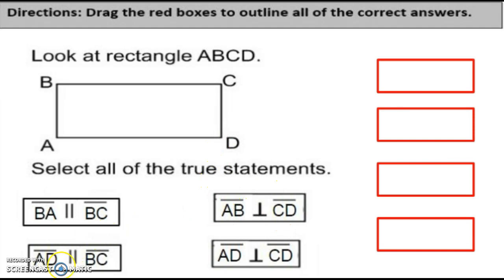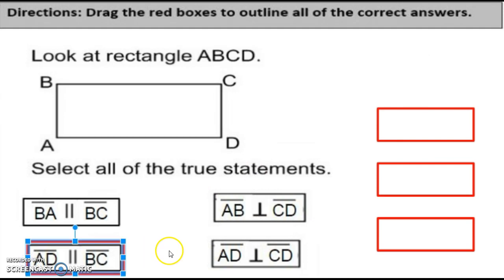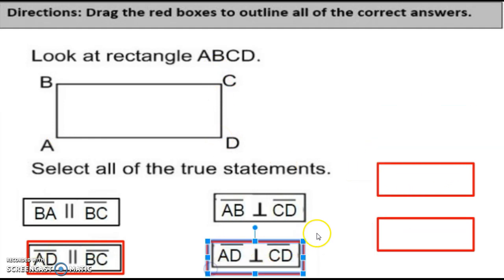Now we check to see if segment AD is parallel to segment BC, and we see that they are because of the definition of a rectangle is opposite sides are parallel, so we select this answer. Last, we check to see if AD is perpendicular to CD. Since they are adjacent sides of a rectangle, we know they must be perpendicular, so we select this answer.